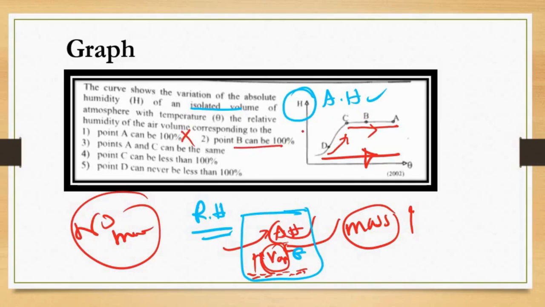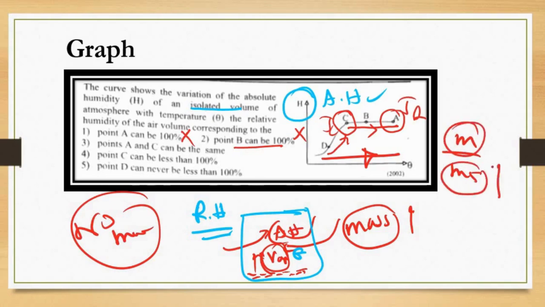And point B can be, no, it's not. And points A and C can be the same? No, because relative humidity is not the same at this point's temperature and that point's temperature. TA and TC are not equal, but absolute humidities are equal. So for M divided by MS, M is constant but MS is increasing, so it's not. And point C can be less than 100%. Okay, let's hold it there.